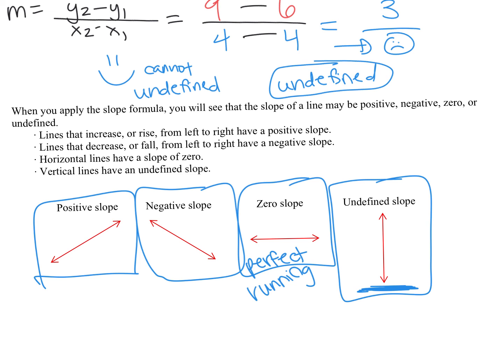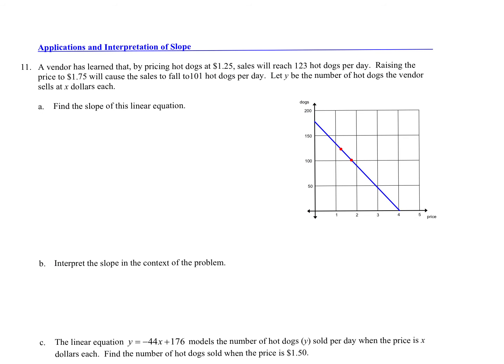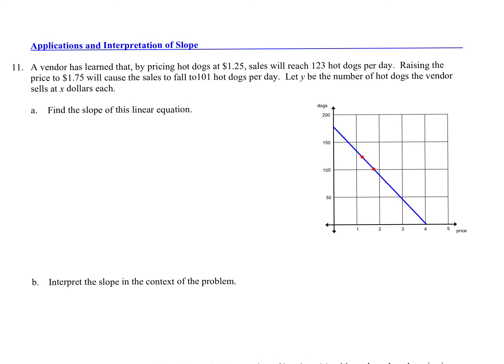We're going to do a few more problems with some applications of slope, because you see slope in the real world pretty often. It says, a vendor has learned that by pricing hot dogs at $1.25, sales will reach 123 hot dogs per day. Raising the price to $1.75 will cause sales to fall to 101 hot dogs per day. Let y be the number of hot dogs the vendor sells at x dollars. Find the slope of the linear equation.